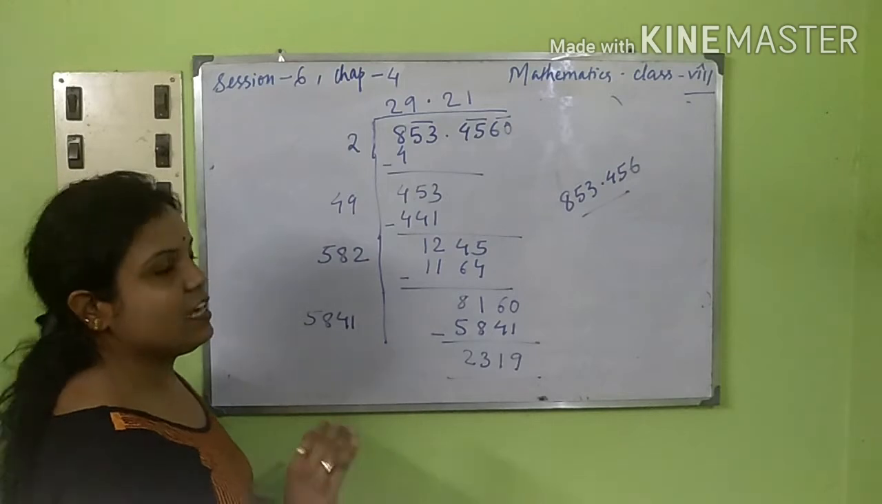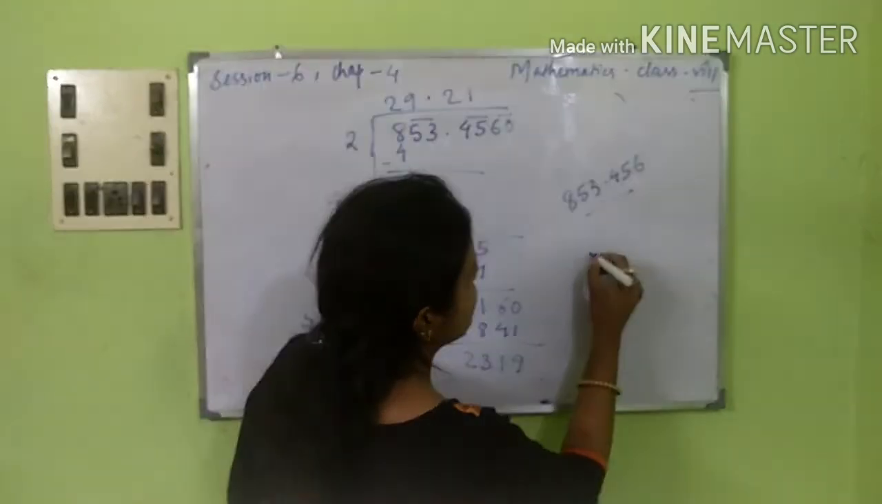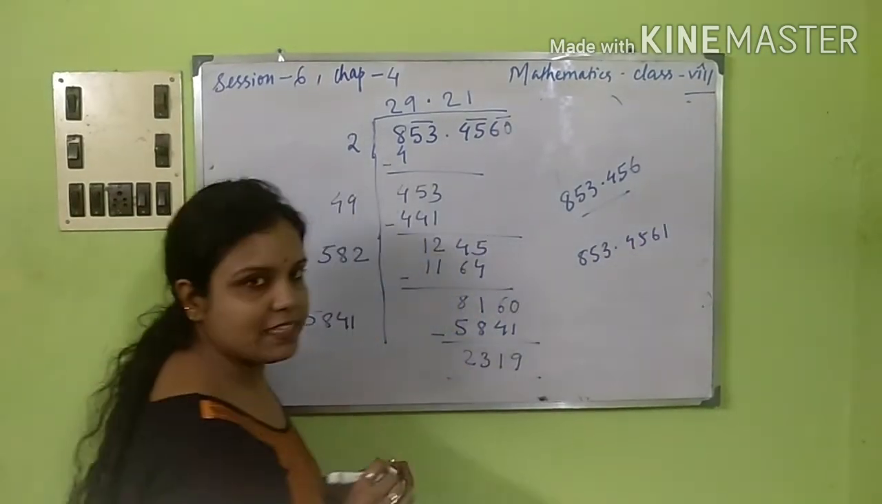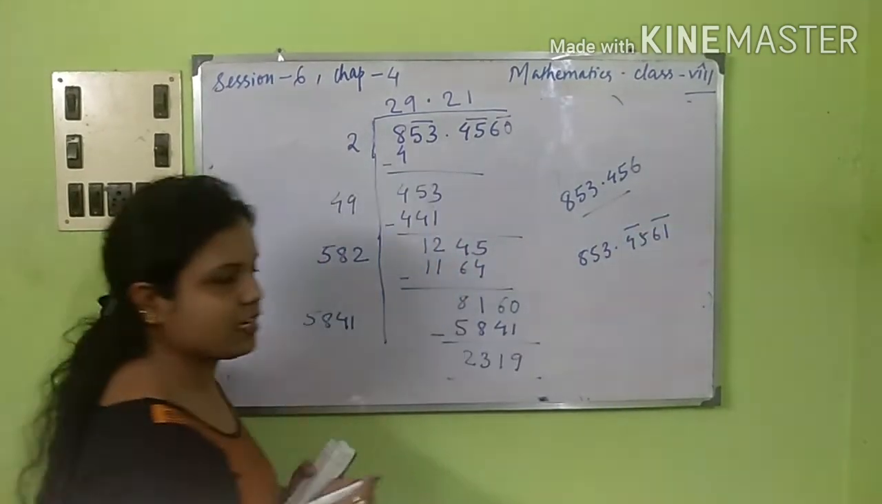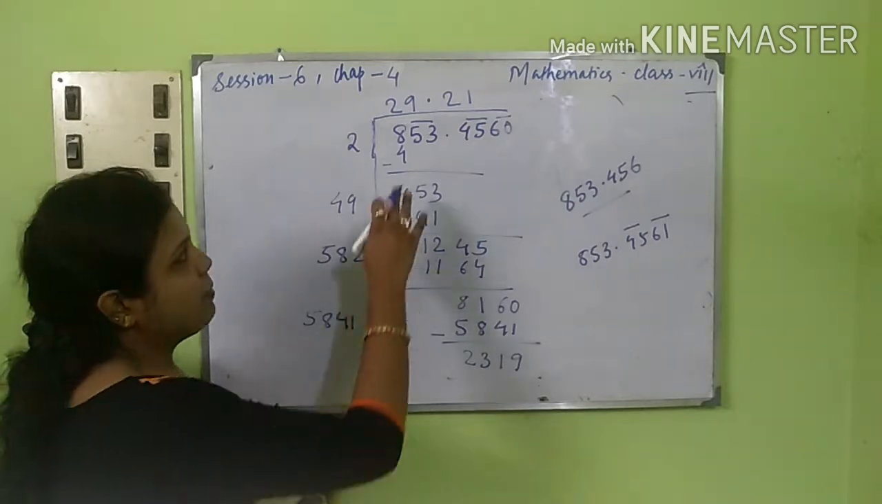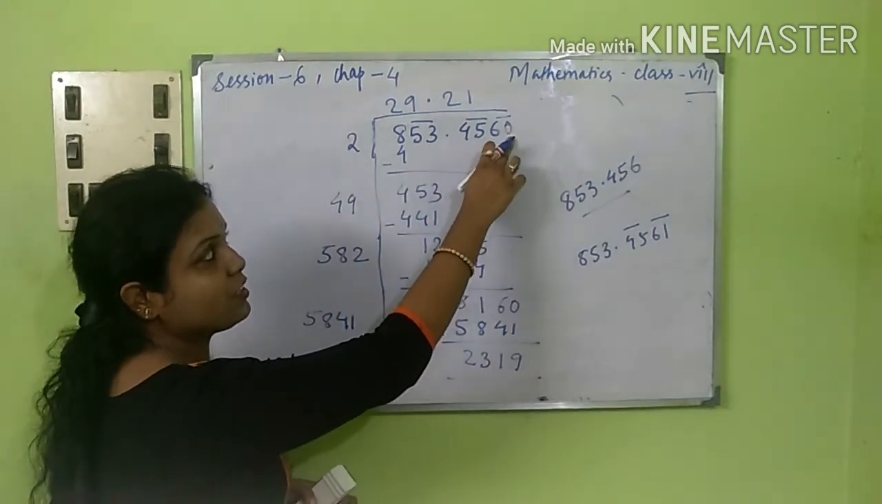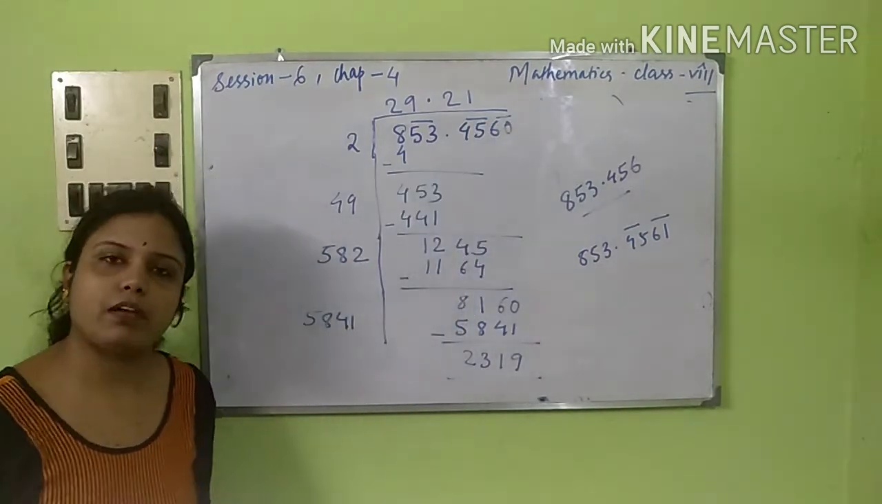Next, suppose you are having 8534561 as a number. Then you can easily understand this has to be taken as a pair, this has to be taken as a pair. But in this case, since there were no numbers after this 6, it was an odd number of digits, so I put 0 to make it a pair.